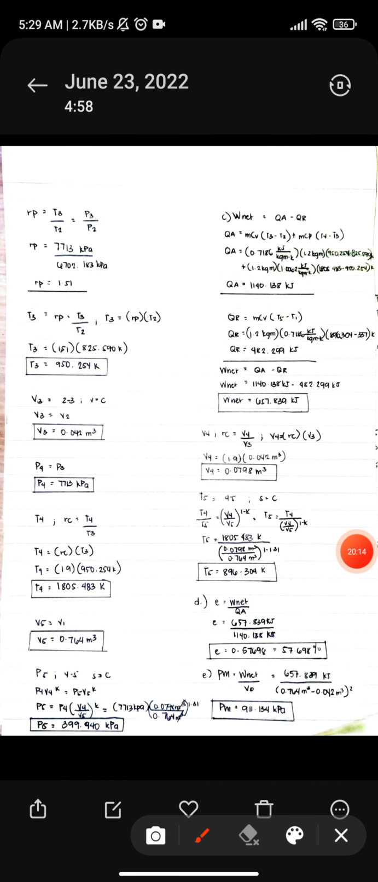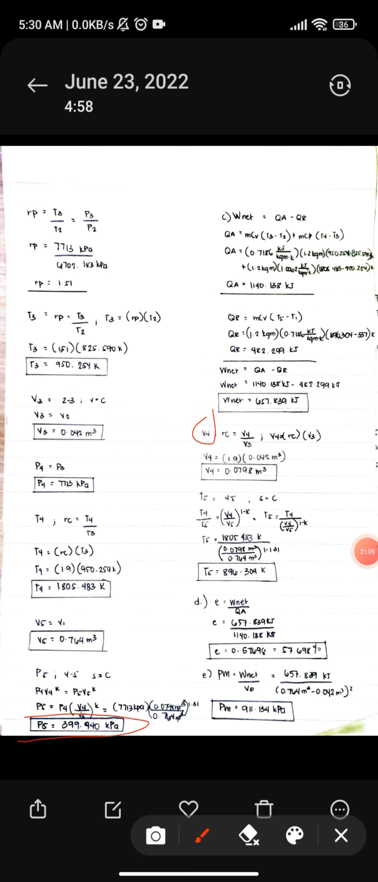So for the P5 naman, at P5, 4 to 5, S equals C. So we have formula P4V4 raised to K equals P5V5 raised to K. So P5 is equal to P4 times V4 over V5 raised to K. So substitute tayo, P4 natin is 7713 kPa times V4 na 0.746 cubic meter over V5 natin na 0.764 cubic meter raised to K na 1.31. So yung P5 natin is equal siya sa 399.940 kPa.